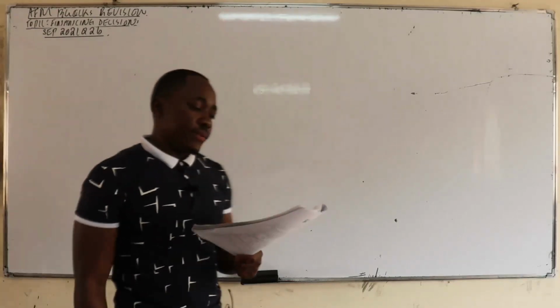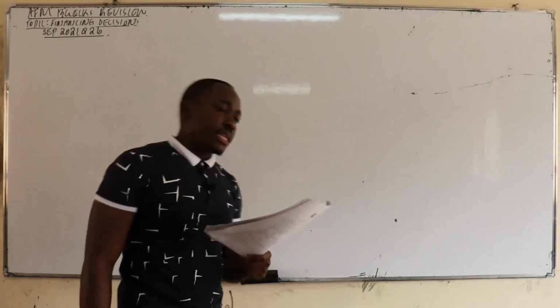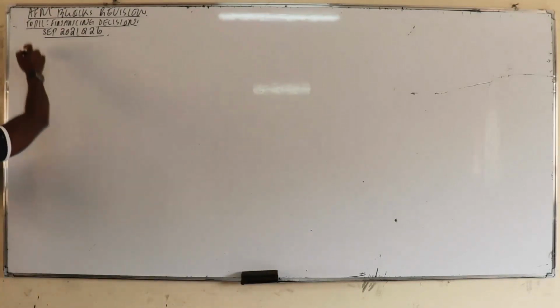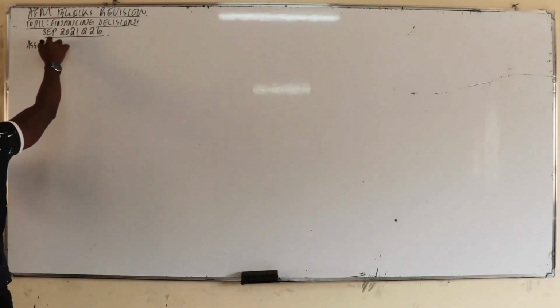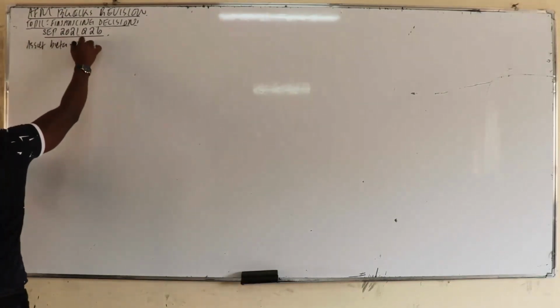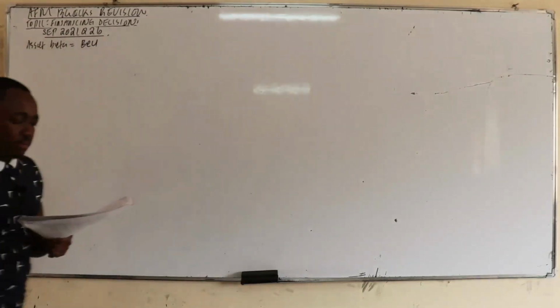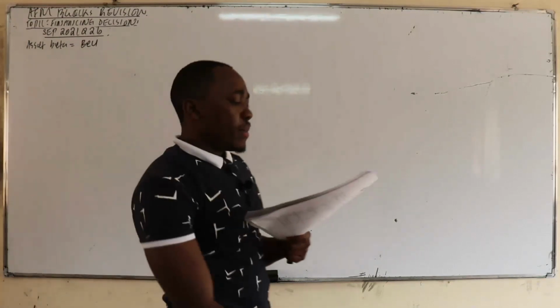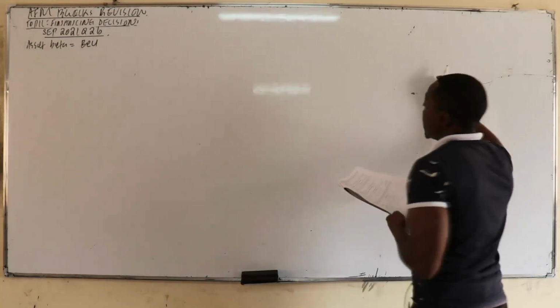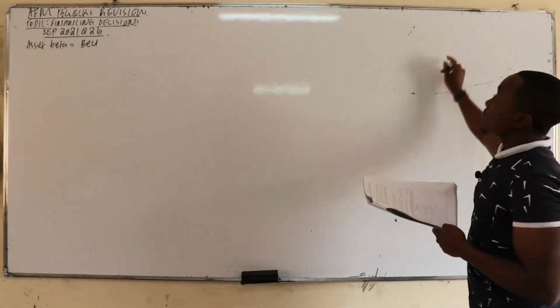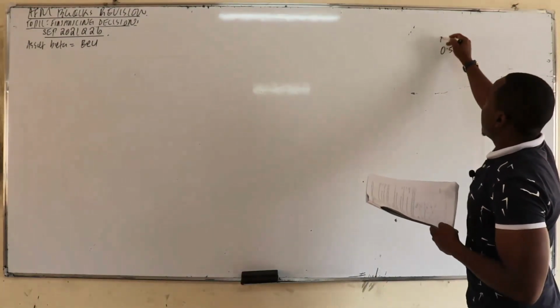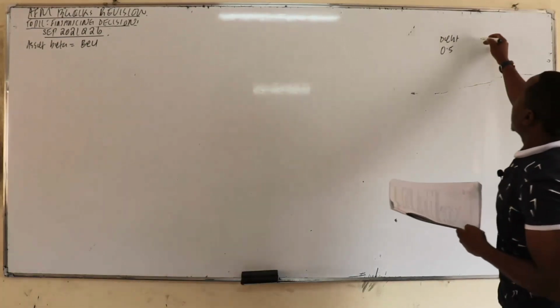Mamba Limited's existing debt to equity ratio is 0.5 and the asset beta is 0.4. So what do you mean by asset beta? Asset beta is equivalent to the beta of an ungeared firm. And you are told that Mamba Limited's existing debt to equity ratio is 0.5. So what is that? Is it the debt of the equity?